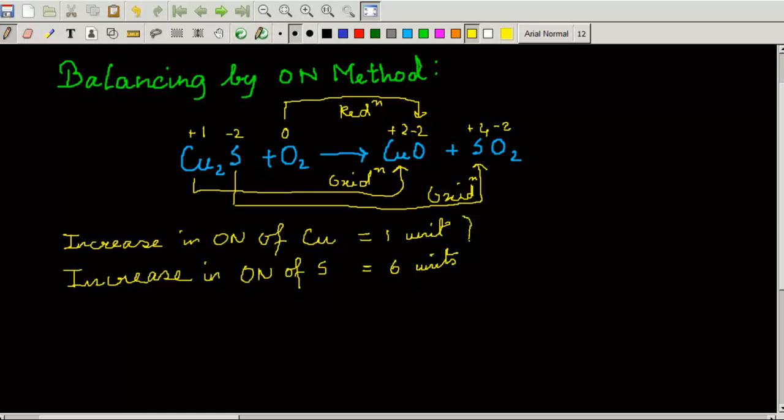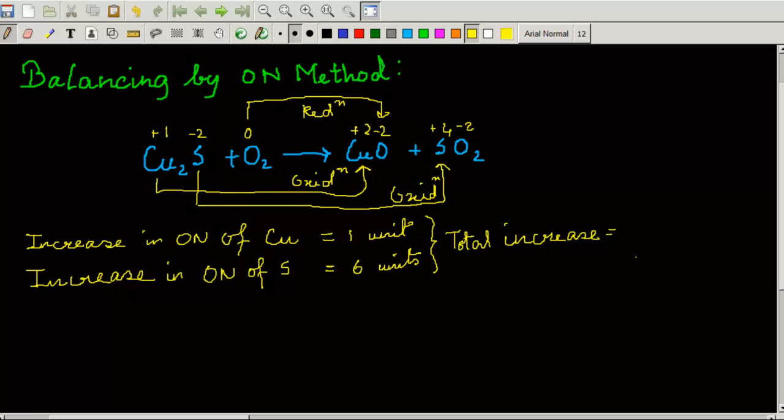Then what is the total increase? For 2 copper we have 1 into 2, okay, because for 1 copper we have 1 unit and 2 copper are present here, so 1 into 2. This is for copper, and for sulfur it is already 6 units and 1 sulfur is present, so directly 6 units. Total increase is then 2 plus 6, 8 units.